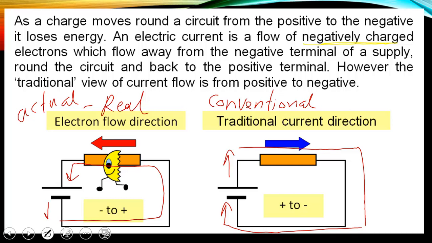Again, we have two directions of electric current. The first one is called the conventional direction. This means that the electric current moves from the positive pole of the source to the negative pole of the source. The second direction is called the actual or real direction, which we can also call the electron flow direction. This means that the electrons flow from the negative pole of the source towards the positive pole of the source.